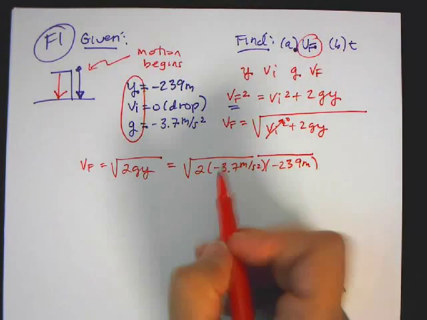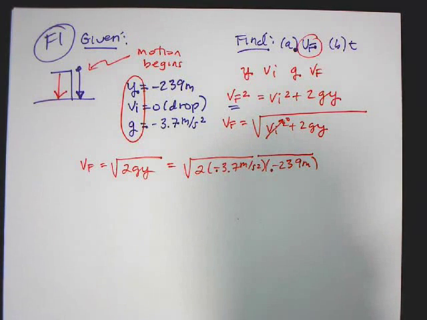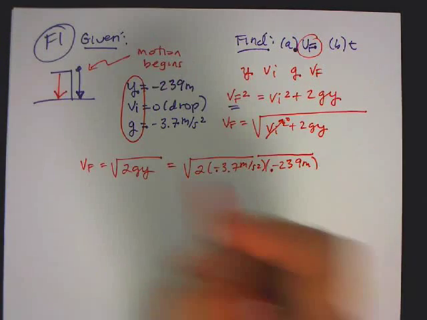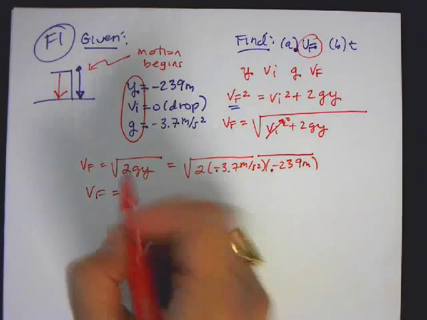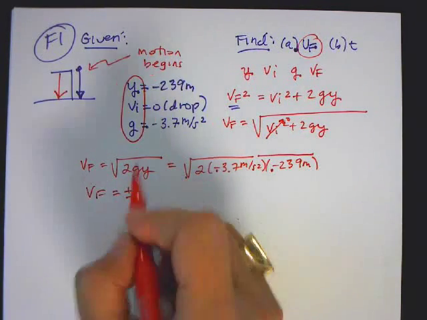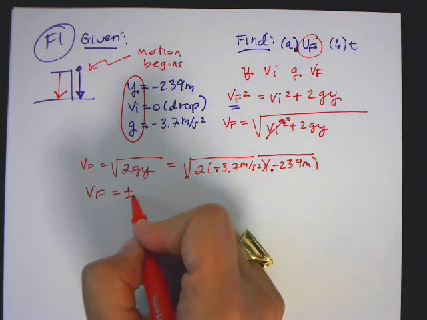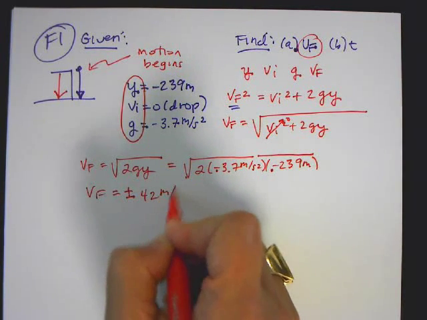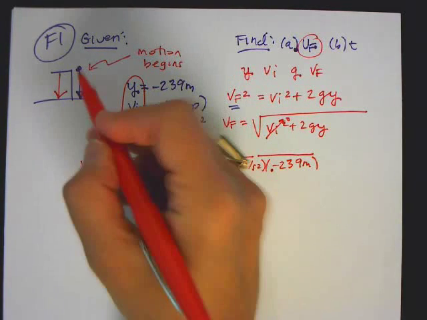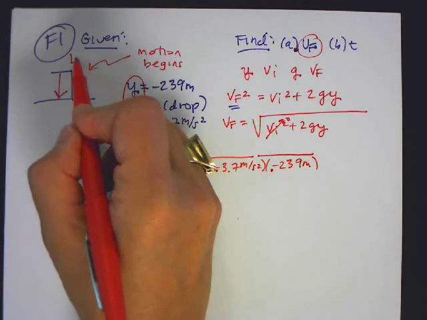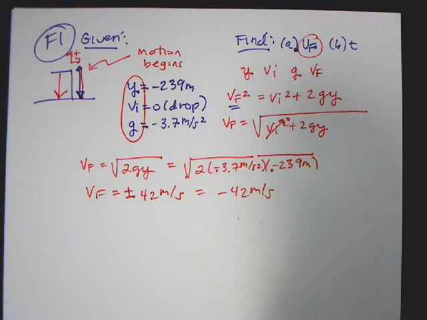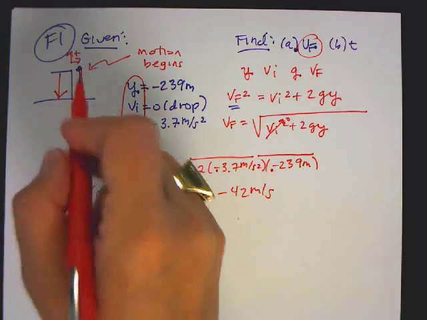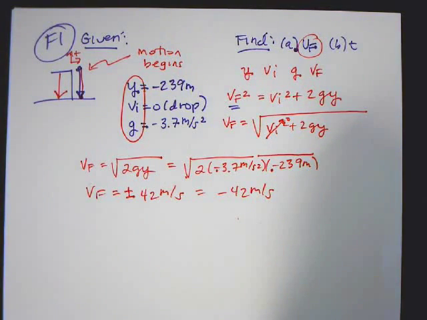Now what I see is the negative times negative gives me a positive, which I know I need to have underneath a radical. So when I multiply all this out, VF comes out to be positive or negative, because with a square root, you're going to have positive or negative 42 meters per second. Now, because my picture, this is coming down, and here's my sign convention, this is actually going to be negative 42 meters per second, not the positive, because according to my sign convention, the velocity has to be negative because it's going down.